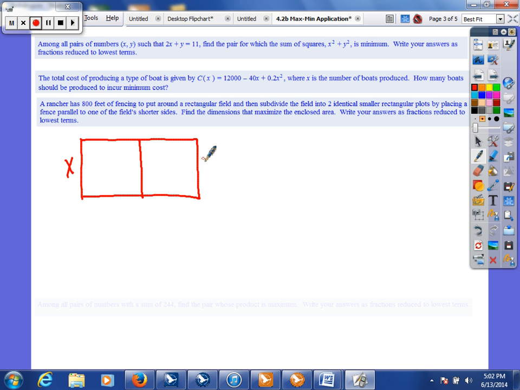So if we call this x, and this is x, we call this long side y. This one in the middle is also x. We call the long side, let's call it y. And we call this side long side y.